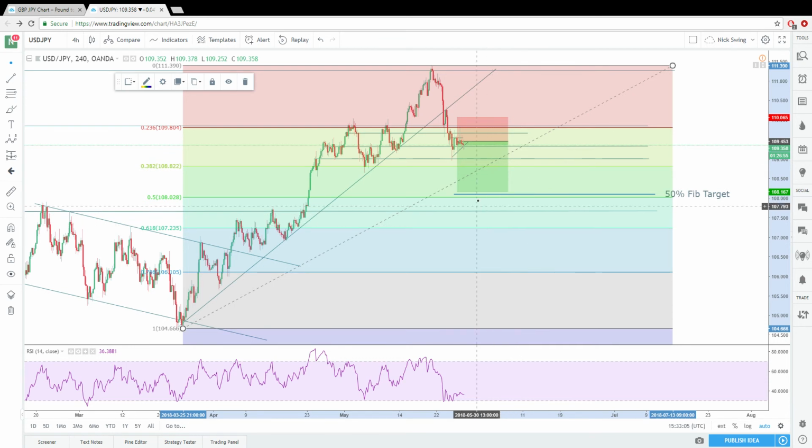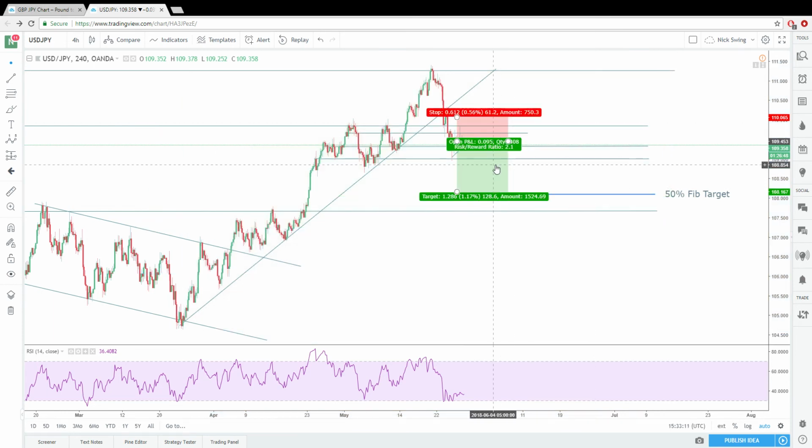So I put my take profit just a little bit above that 50% fib level, but essentially at that level, with a good 2 to 1 risk reward. Risking 60 pips to go for 128, so about 130 pips. So this is a pretty decent trade, guys.